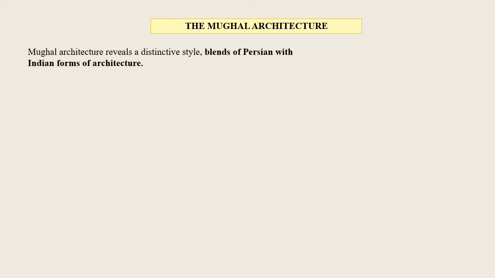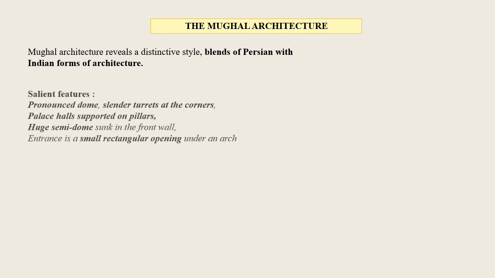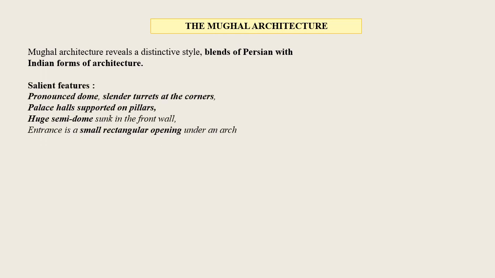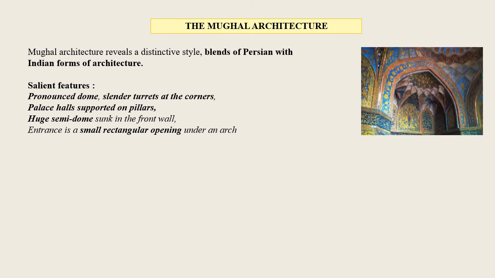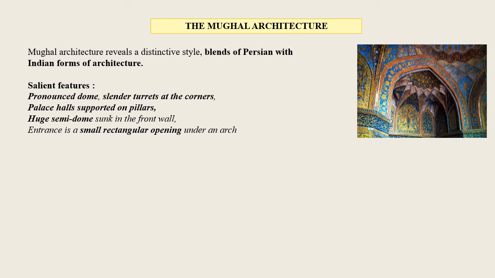Let's see the Mughal architecture. Mughal architecture reveals a distinctive style, blending the Persian with Indian forms of architecture. Its salient features are the pronounced dome, the slender turrets at the corners, the palace hall supported on pillars, and the gate, which takes the form of a huge semi-dome sunk in the front wall. The actual entrance is a small rectangular opening under an arch.